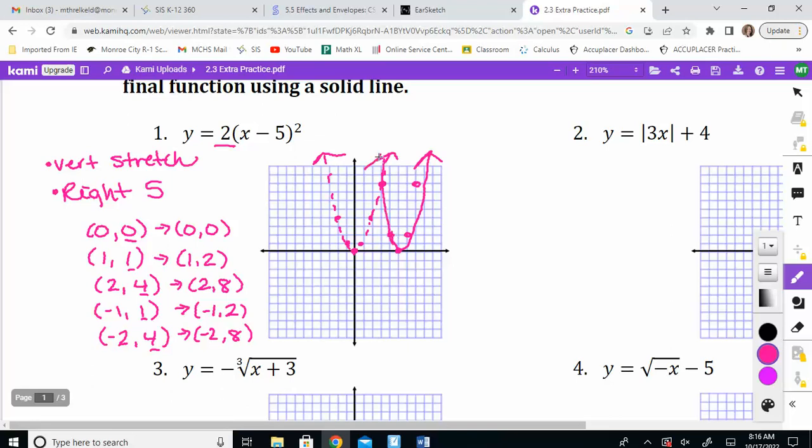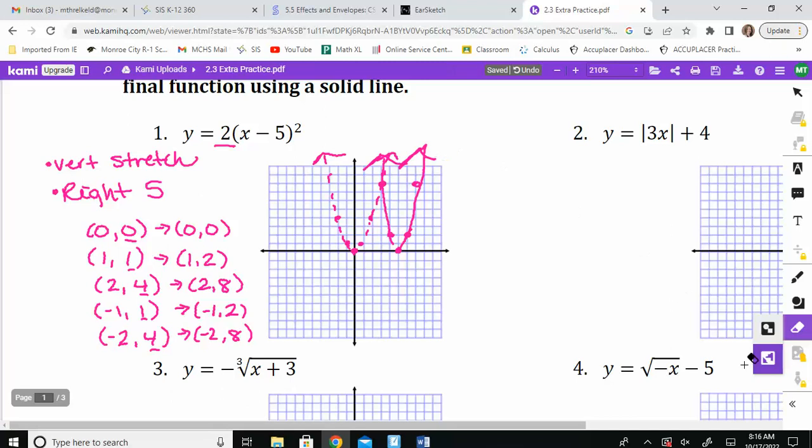I missed my points. Pretend I didn't. Perfect. Yes, it's beautiful, isn't it? So we get a little bit skinnier graph shifted. All right. Is that one okay?